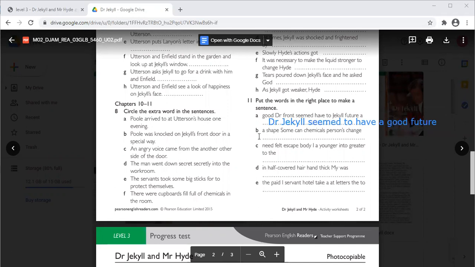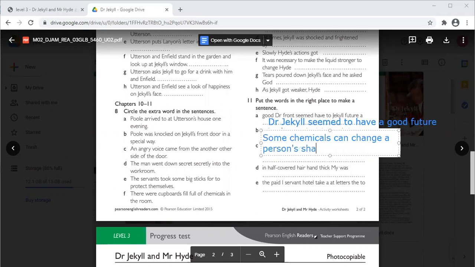Okay, let's look at sentence B. A shape, some can, chemicals, person's, change. This one is easy, right? Some chemicals can change a person's shape, right? And this is exactly what happened to Dr. Jekyll. Okay, some chemicals can change a person's shape.